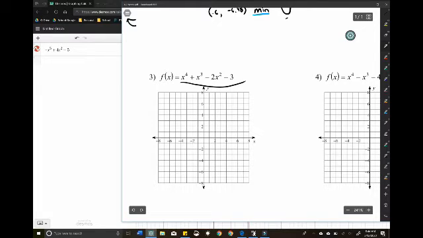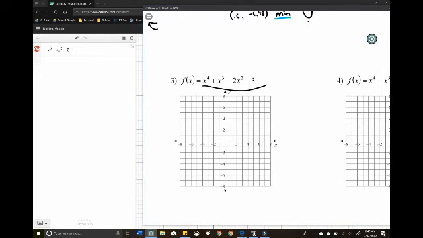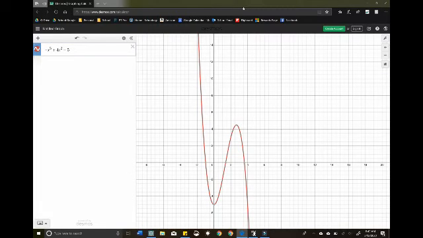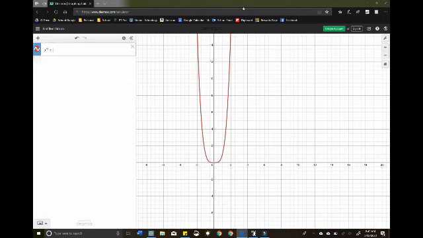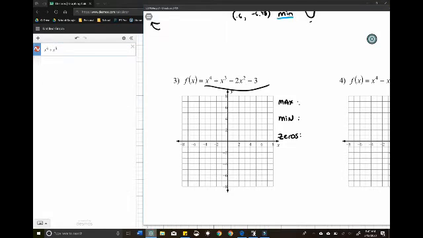Oh my. Okay, so let's use good old Desmos. x to the 4th minus 2x to the 3rd minus 3. So again, we're going to need maxes, minimums, and zeros. Okay? x to the 4th, x to the 3rd, negative 2x squared. So let's type it in. Minus 2x squared minus 3.